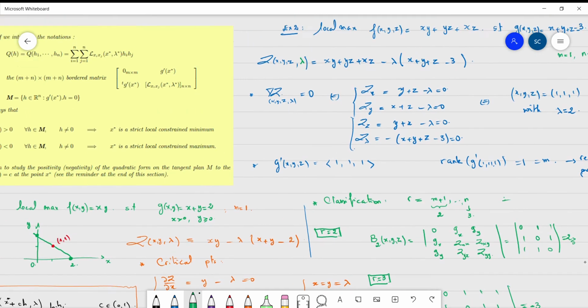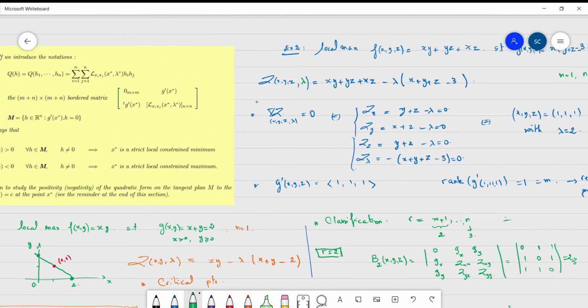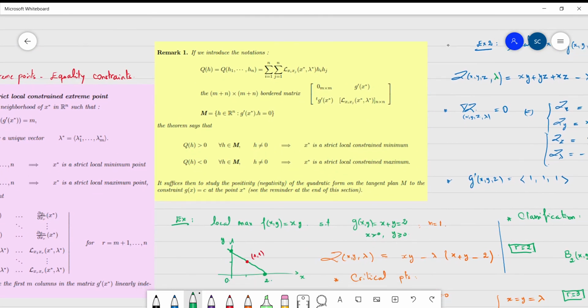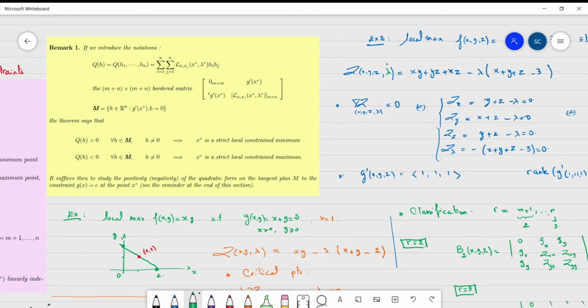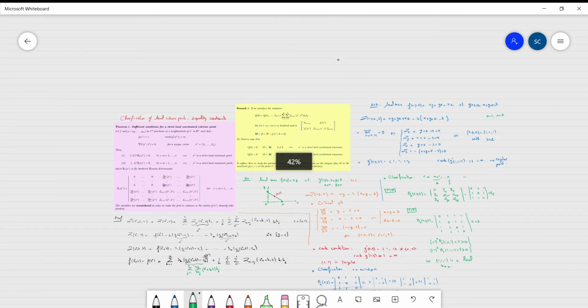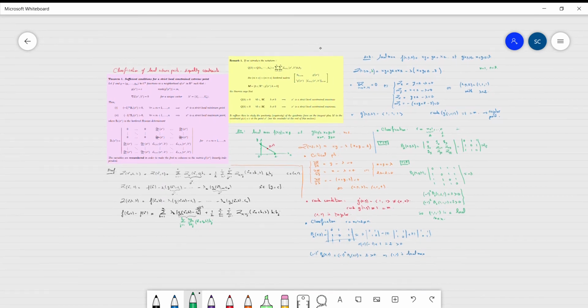So this is how you can apply the theorem. You need to pay attention to many details. You need to practice more so that you can see how it works.